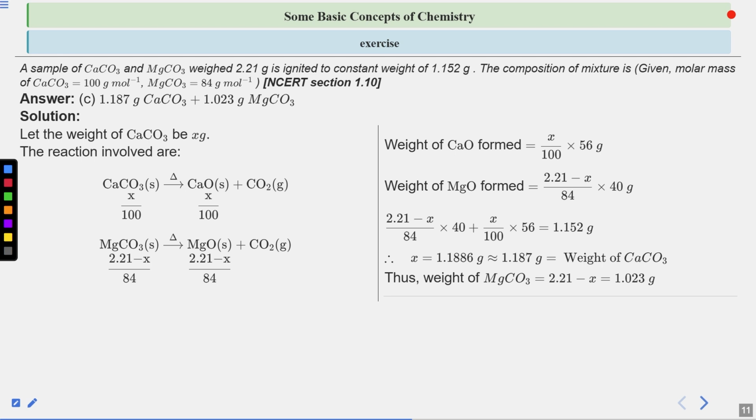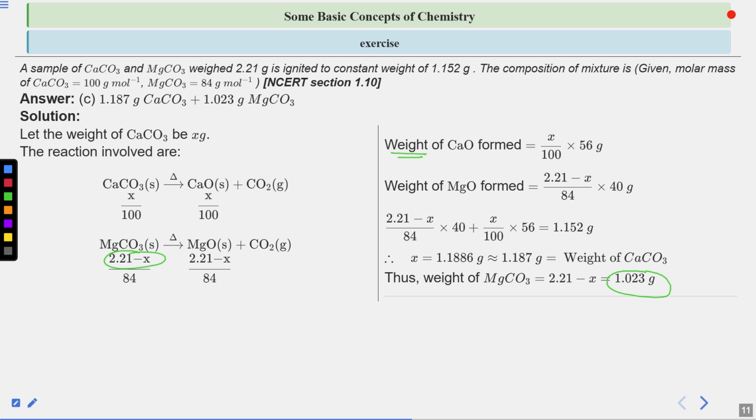And what will be the weight of magnesium carbonate? We have assumed it as 2.21 minus x. So just put the value of x and you will get the weight of magnesium carbonate. Why have I written weight? You can use the word mass also. In chemistry, we use them interchangeably. We don't have any issue with it.